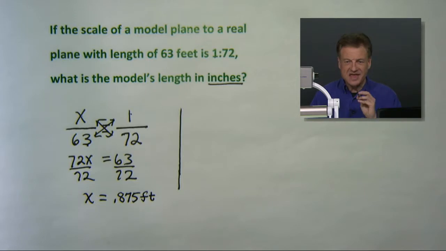We're going to take that 875 thousandths, okay? And we are going to multiply it by 12. Absolutely, because we have to get inches, right? What do you know? We have 1 foot equaling 12 inches.